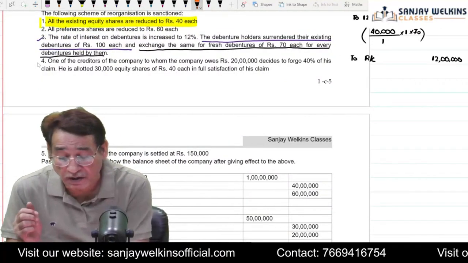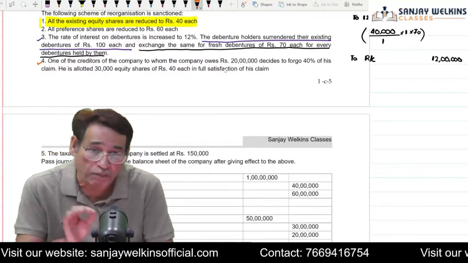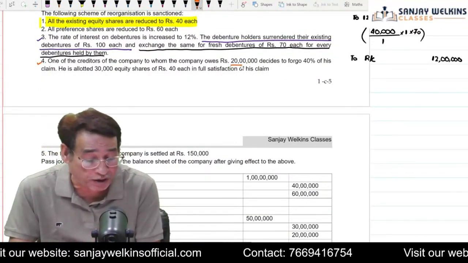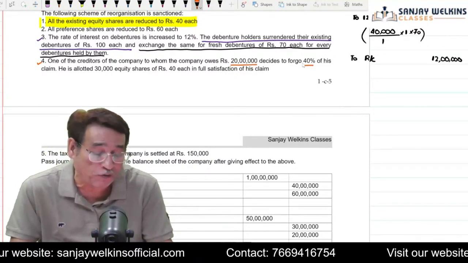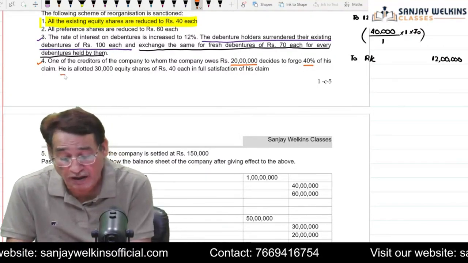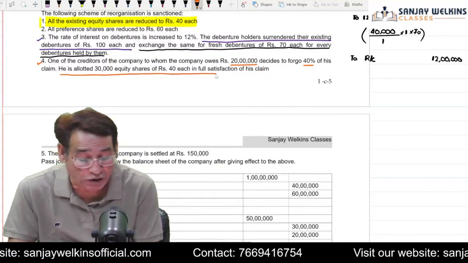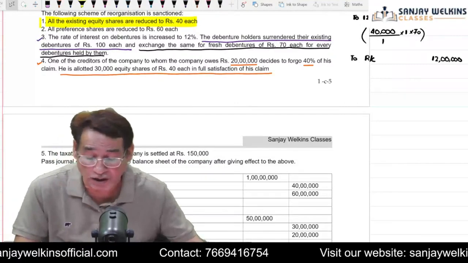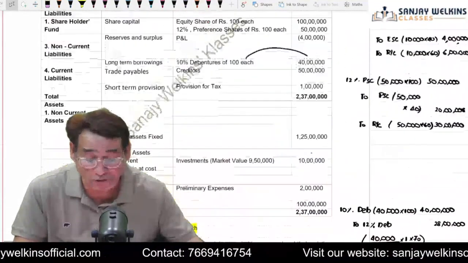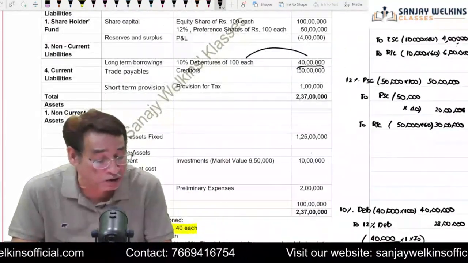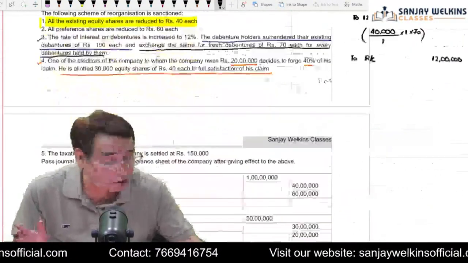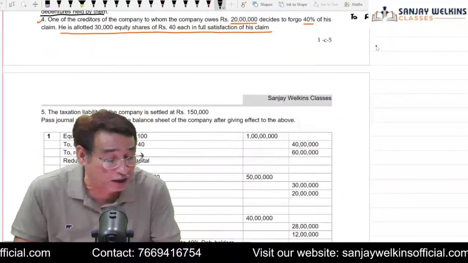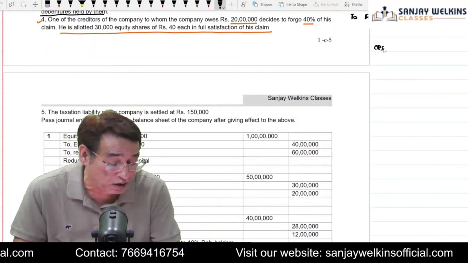Further here it is written, one of the creditors of the company to whom the company owes 20 lakh decides to forego 40% of his claim and he is allotted 30,000 equity shares of 10 each in full settlement of his claim. Now the important point is that in this particular case, first of all, note down your creditors. Your creditors were worth rupees 50 lakh. Total creditors were worth rupees 50 lakh.